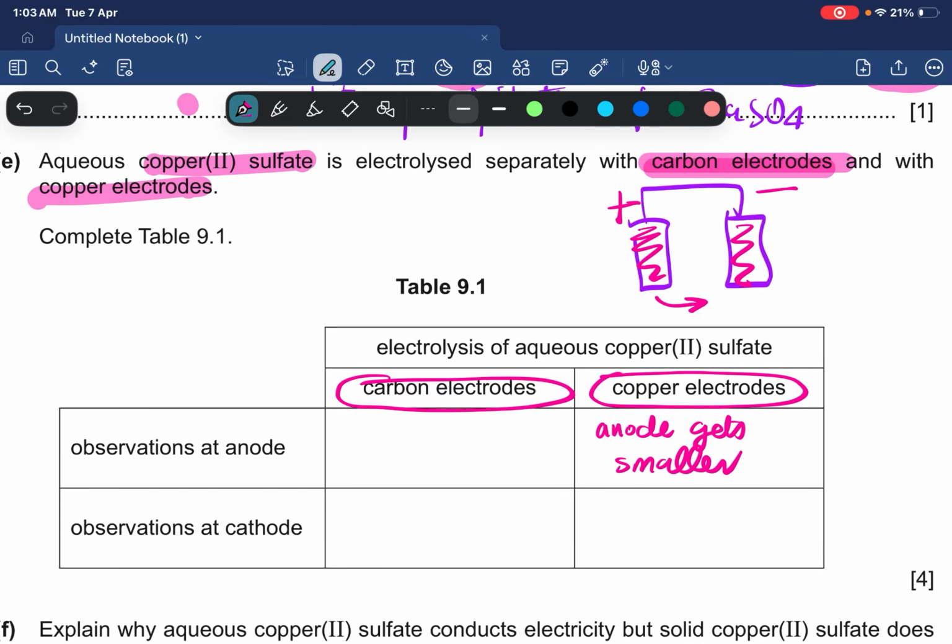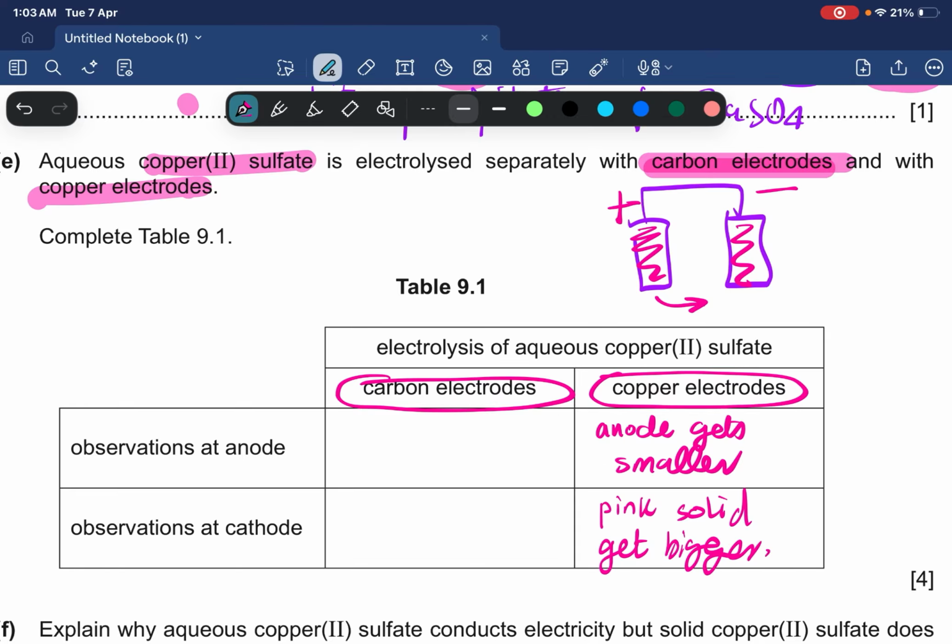And at the cathode, a pink solid, copper, is going to deposit, so it gets bigger. Got it? So pink solid. Observation means you don't have to tell what kind of substances you are dealing with. You don't have to write copper, you just have to write pink solid. You just have to write gets bigger, gets smaller. What do you observe? Pink solid, and it's also going to get bigger.